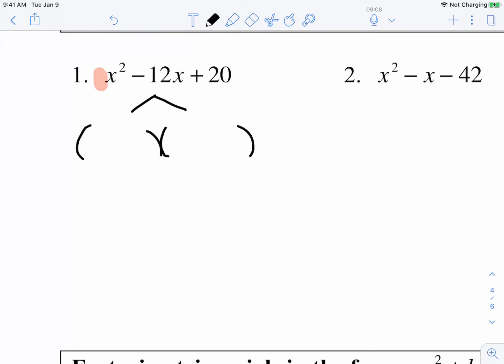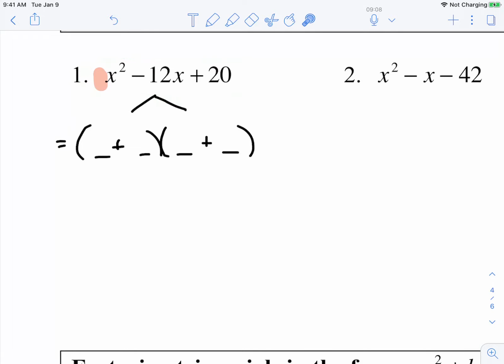All right, so how do we do this? Well, what we need to remember is when we have a binomial, that means you have 2 terms. So I'm just going to put a plus sign in between and some blanks. And remember that these are the same thing, just written differently. So if I want to get this back out from the factored form, I would double distribute and then combine like terms, and I should get back this trinomial.